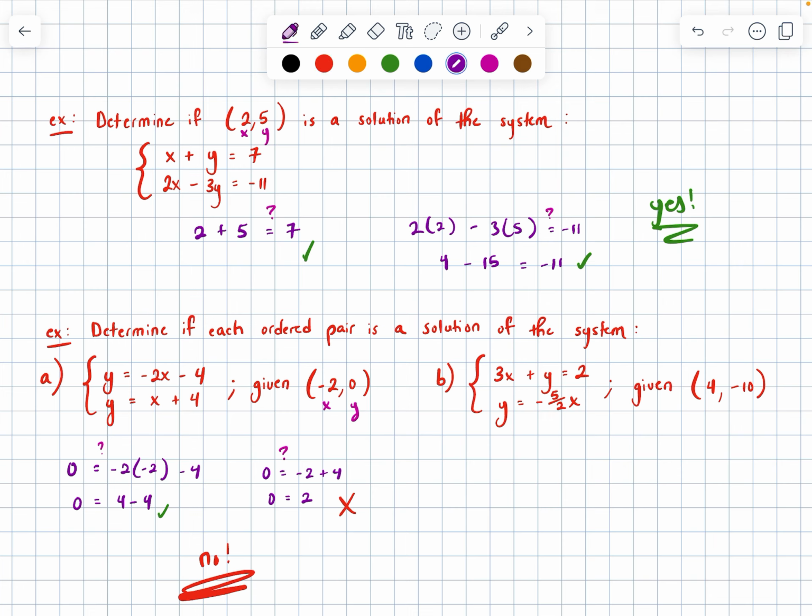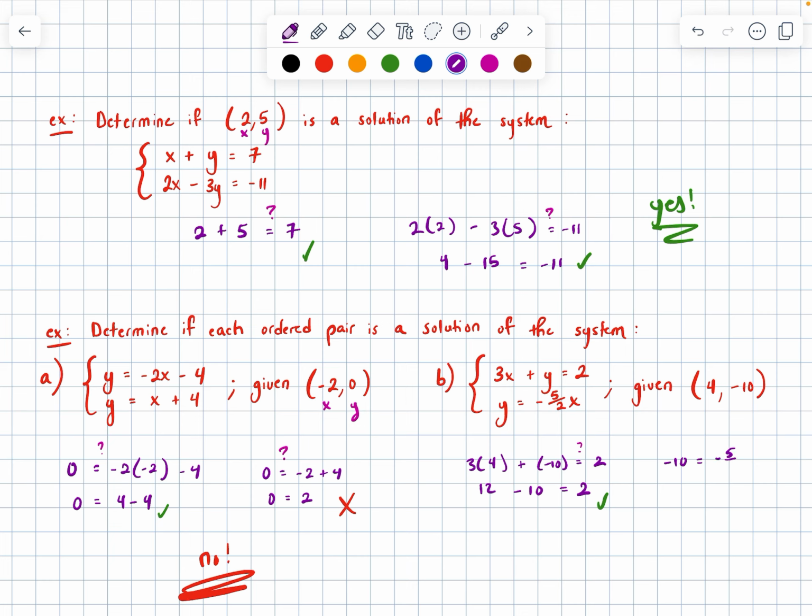Same thing for b here. I want to check if 4, negative 10 works. So for 3x plus y equals 2, I'm going to take 3 times 4 plus negative 10. I want to see, is this equal to 2? So here, 3 times 4 is 12. 12 plus negative 10, maybe I'll just rewrite that as 12 minus 10. Is 12 minus 10 equal to 2? Yes, it is.